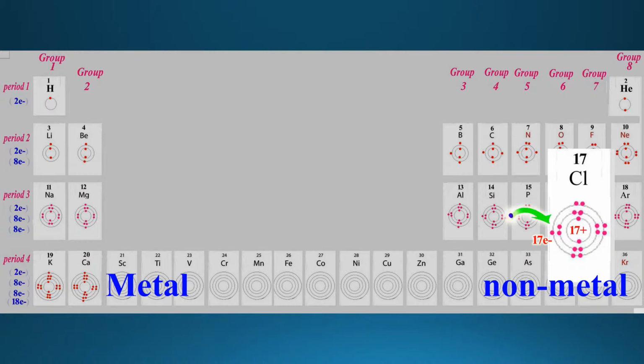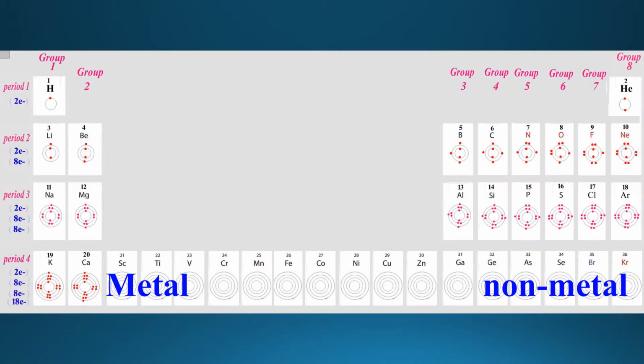When they gain 1 more electron, how many electrons now? 18 electrons against 17 protons. The charges are no longer balanced. Now it becomes 1 negative. So this becomes a negative ion. A negative ion.